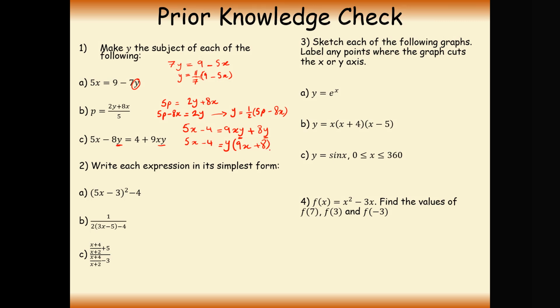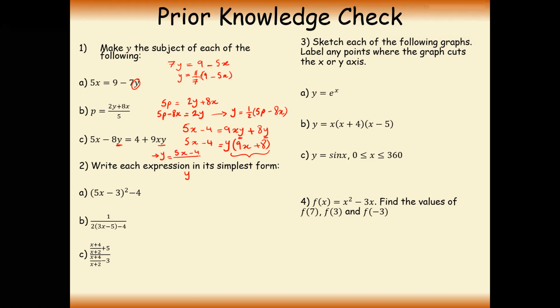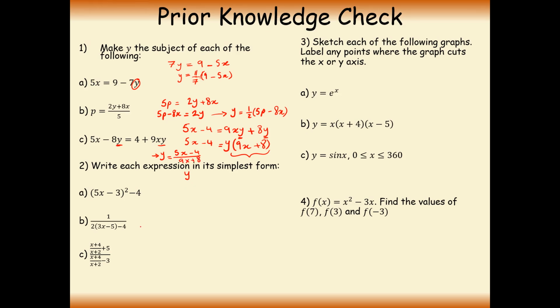Next step is to divide by this bracket, so I'll put the answer here. Y will be 5x minus 4 all over 9x plus 8. Okay.